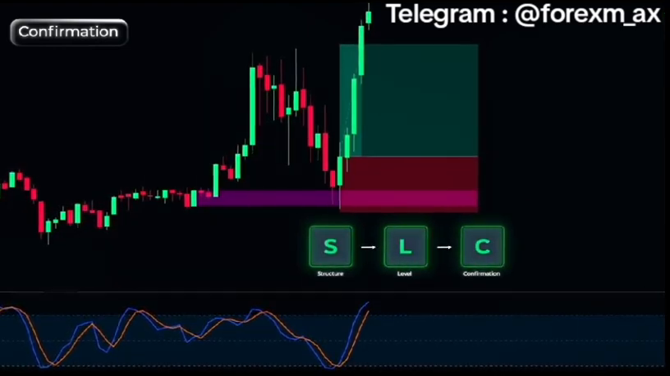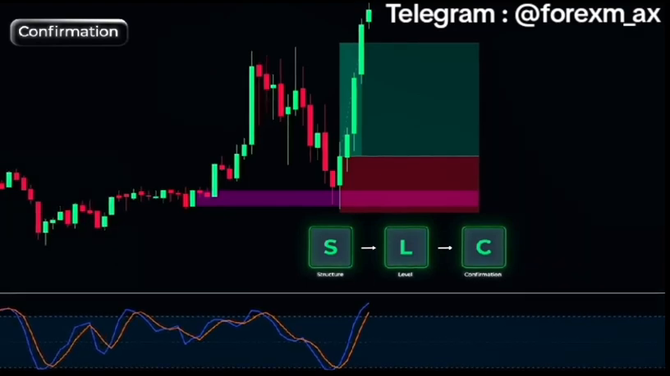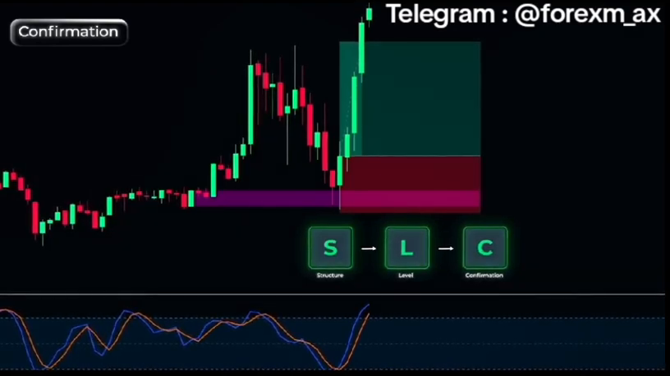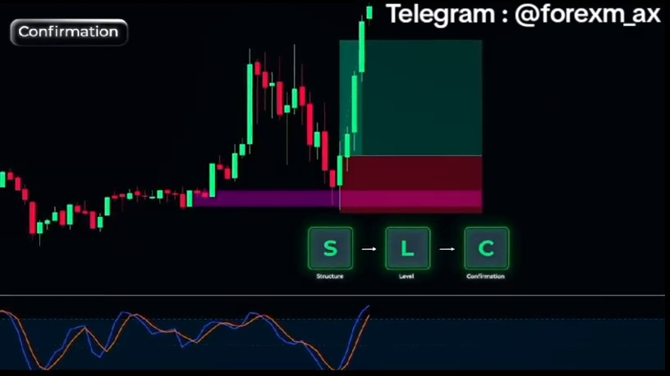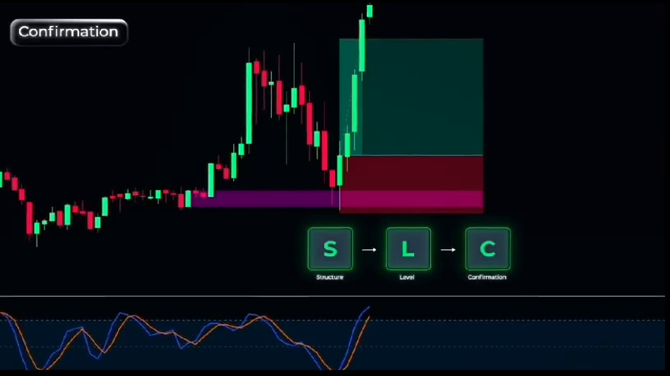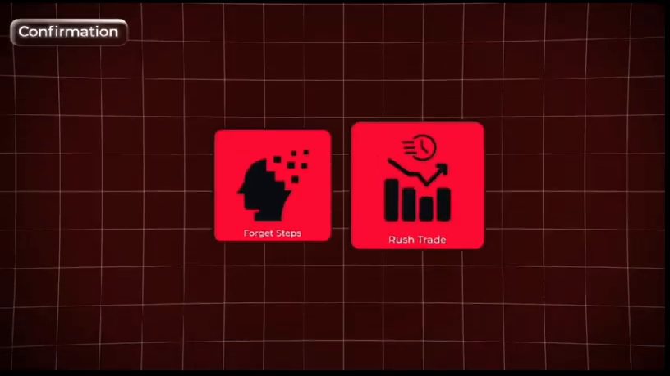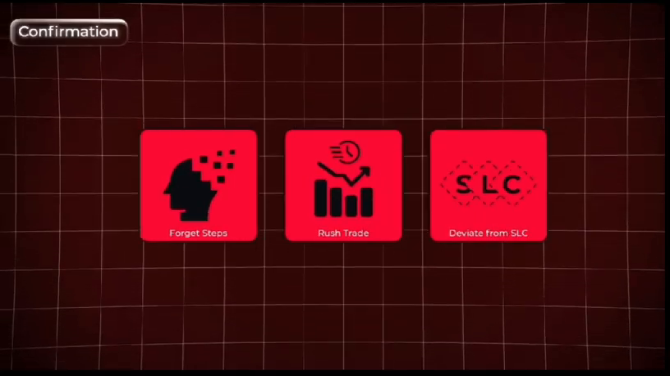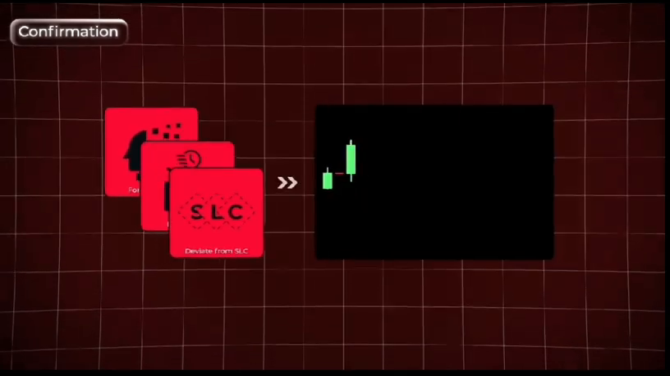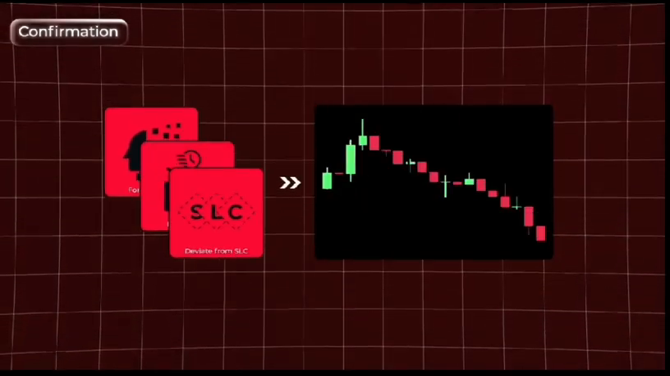But here's the problem. You may understand these concepts when watching my videos, but when you actually sit down and begin trading them yourself, everything can become messy. You might forget some steps, rush into trades, or even deviate from the SLC system. In the end, you'll end up losing trades yet again and drain your account.